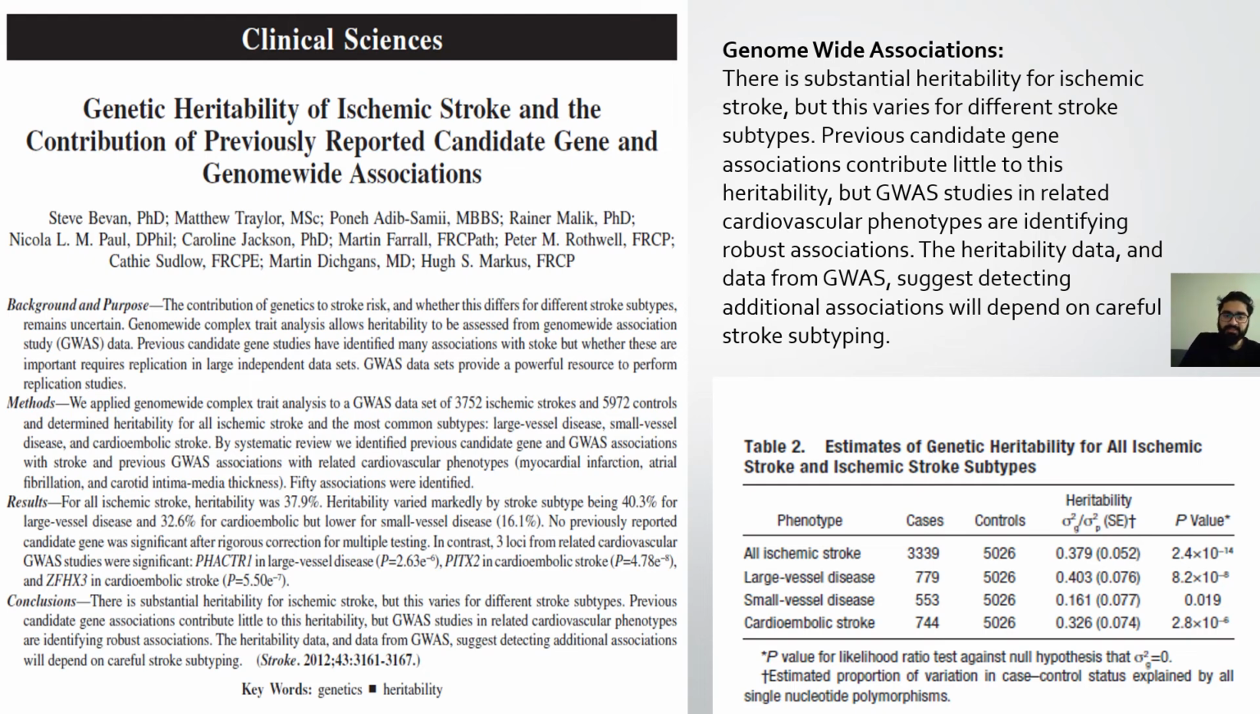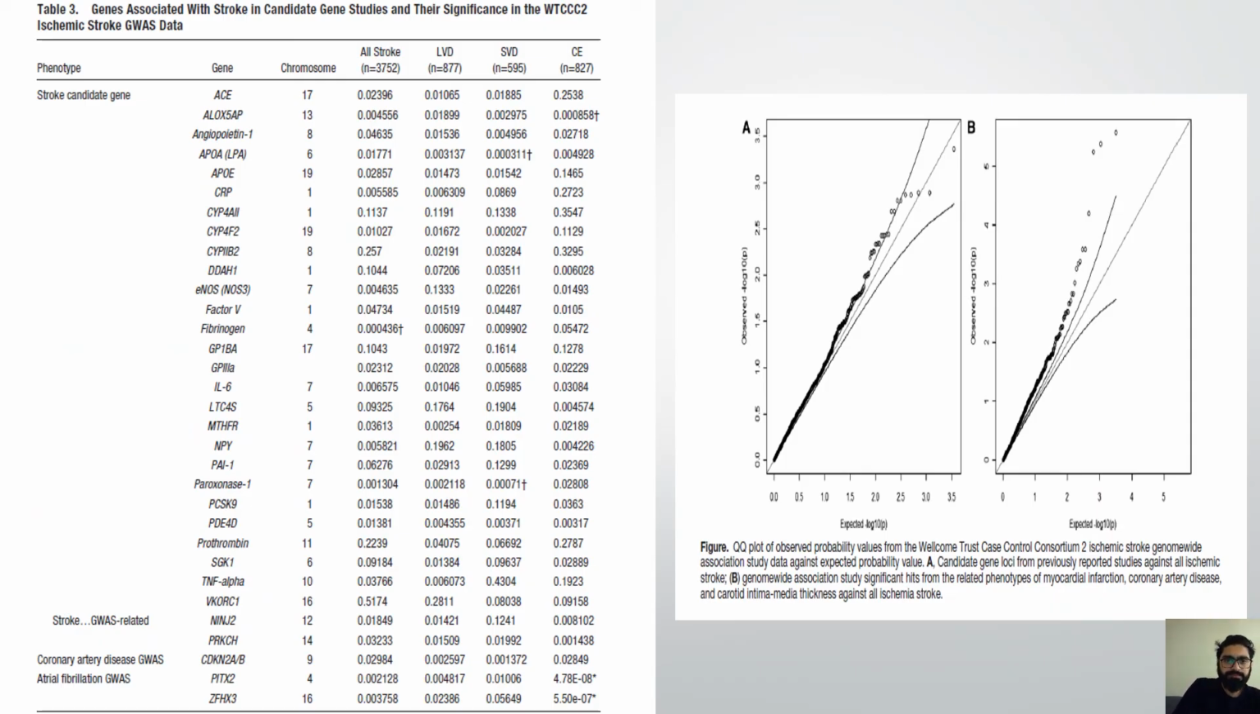In contrast, three loci from related cardiovascular studies were significant: PHACTR1 in large vessel disease, PITX2 in the cardioembolic stroke group, and ZFHX3 in the cardioembolic stroke group. So these three genes were associated with these different subtypes of stroke.